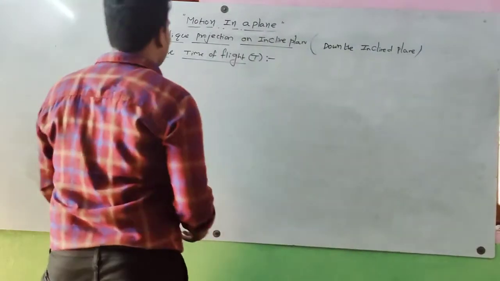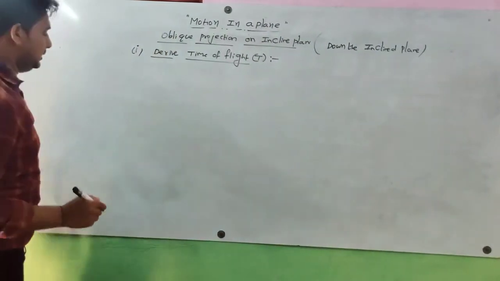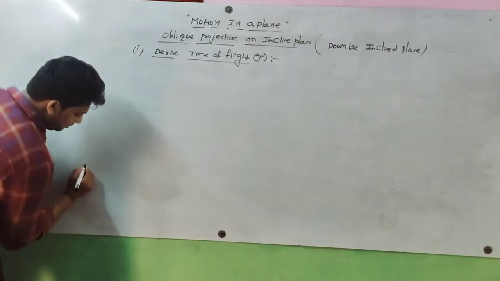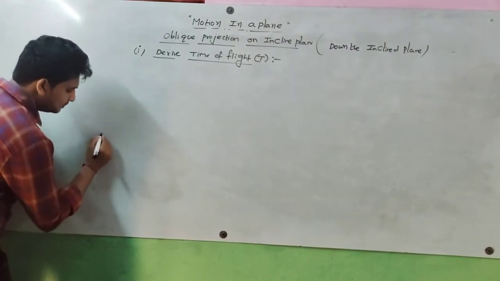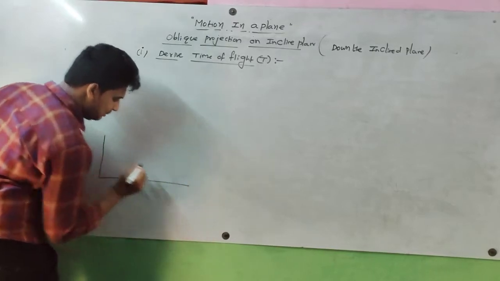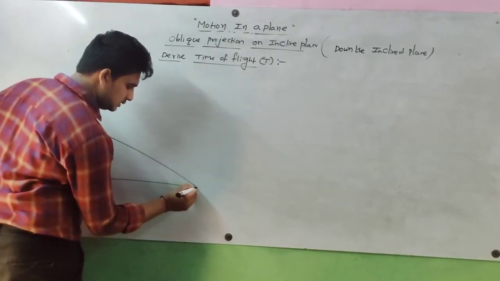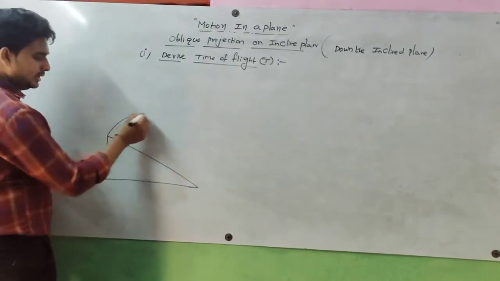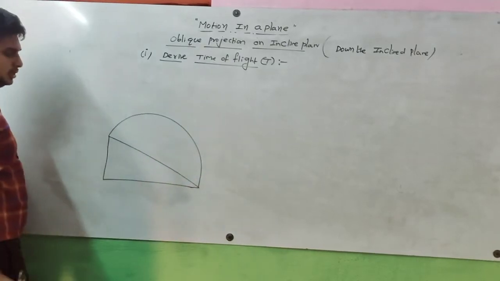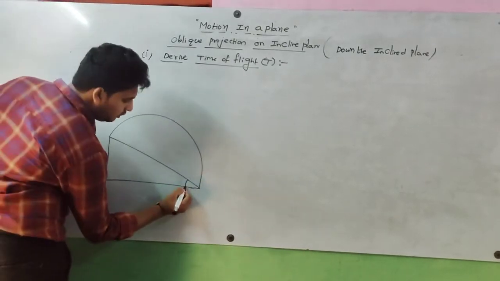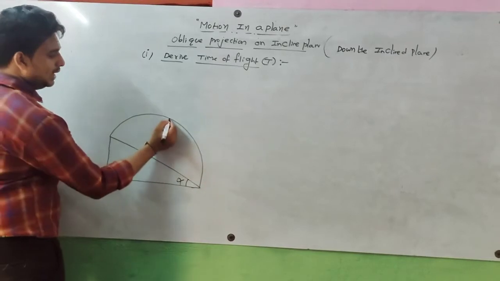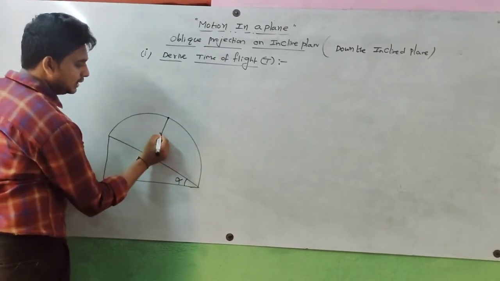So here we derive the time of flight. How to find time of flight? First of all, I draw the diagram. So this is the diagram I consider. Down the inclined plane, this is the oblique projection, and here it is angle alpha.